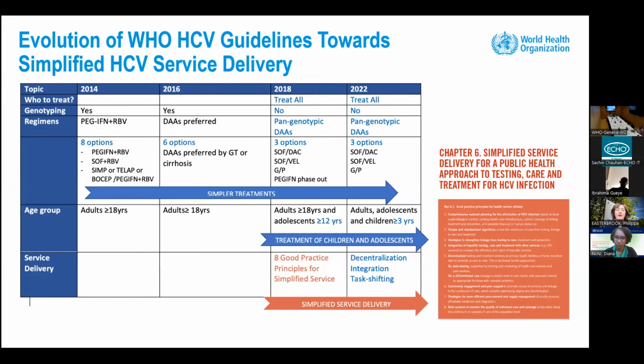And the focus with the 2022 update has been, first of all, on the expansion of the treatment to include the younger children down to 3 years, as compared with back in 2018, down to 12 years. And now the recommended simplified service delivery. In 2018, we'd had 8 good practice principles for simplified service delivery. That's shown in the box on the right. And now with a much stronger evidence base, being able to transition to recommendations on decentralization, integration, and task shifting. Next slide.